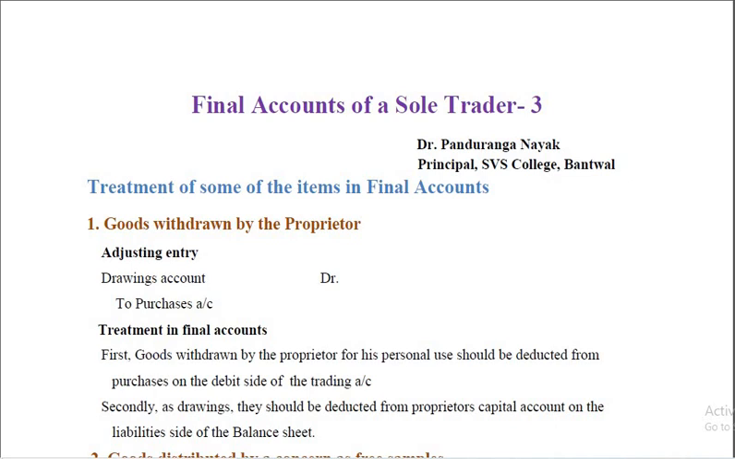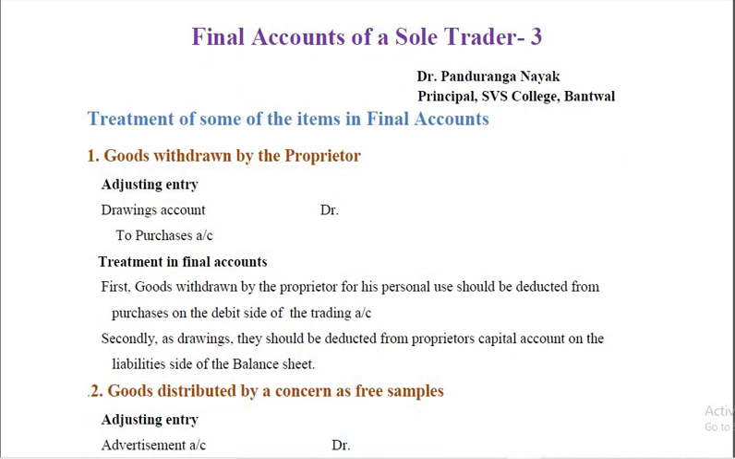Now before going to learn about how to prepare profit and loss account with the help of problems, let us see some of the items which are to be treated in final accounts. Let us take items one by one. Some difficult items or unusual items, like goods withdrawn by the proprietor.